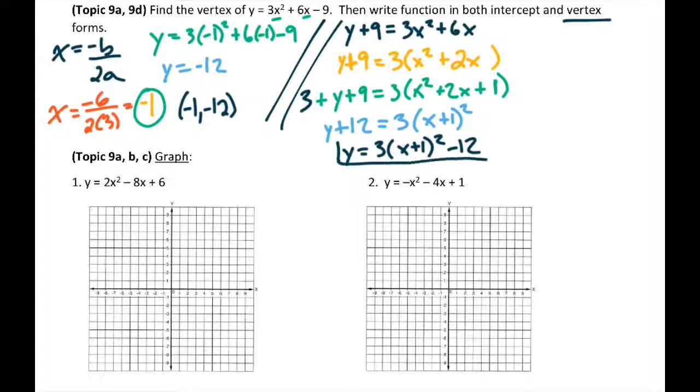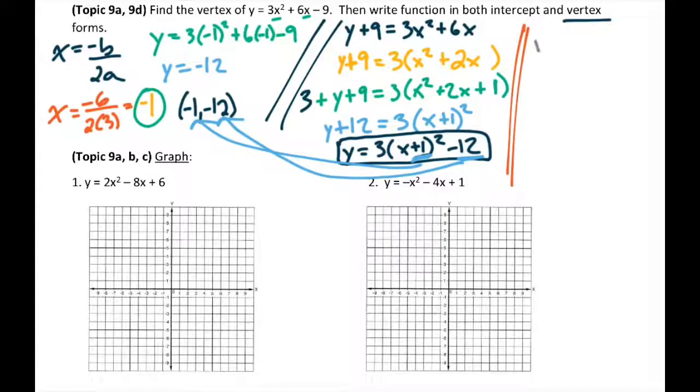Notice that negative 1, that h term there, and the negative 12 is our k term. So h and k should be the same values we got in our vertex earlier. Lastly, we want to get this in intercept form, so we need to factor it.